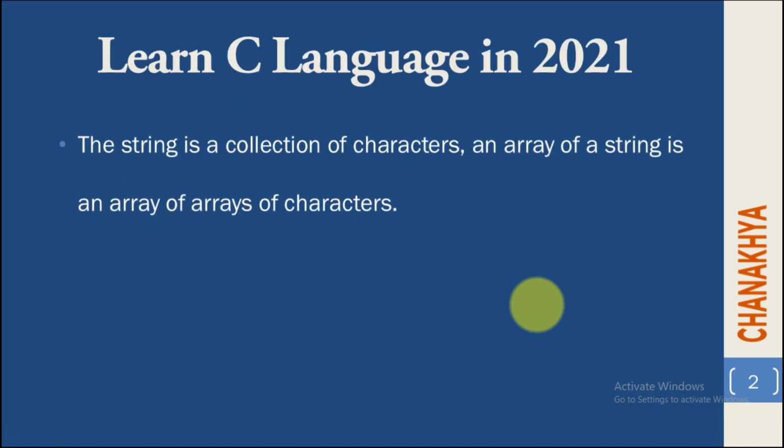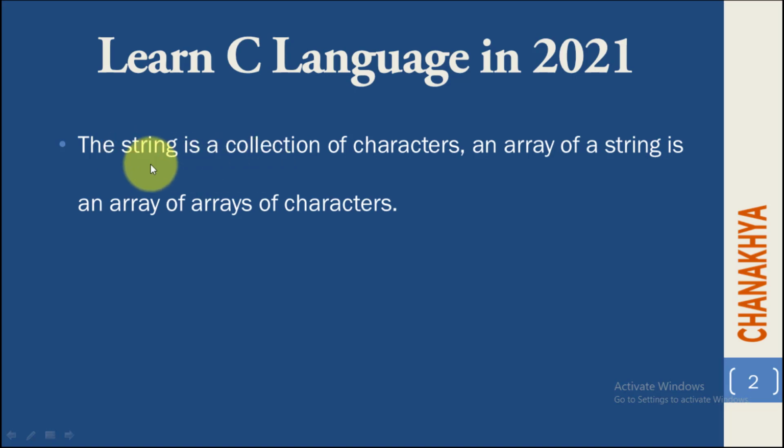We can say that a string is a collection of characters. When there is more than one character, that is called a string. If we take the word THE, there exist three characters, so this forms a string. Whereas A here is a character, and THE is a string.